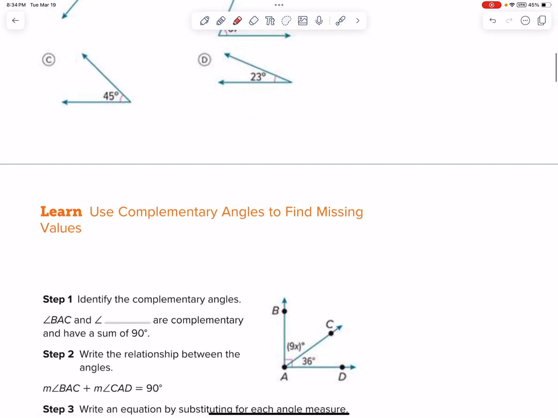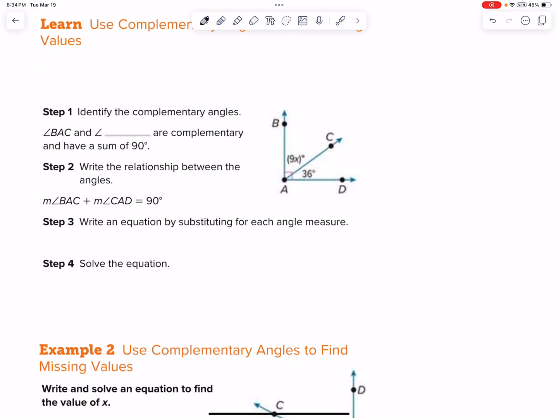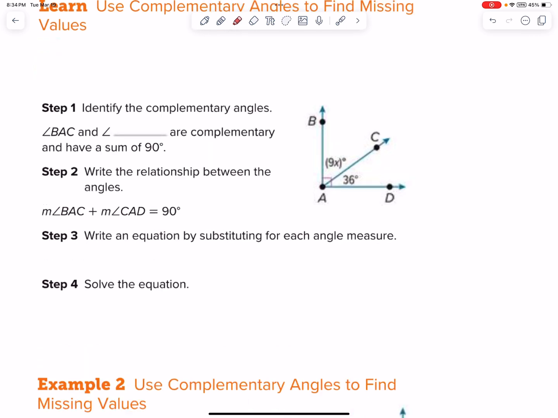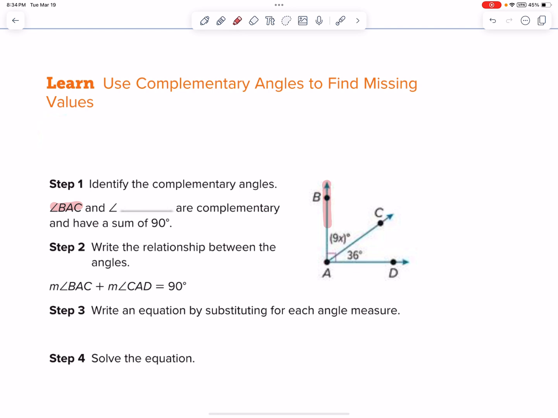All right, let's go ahead and take a look down here. So you can see very similar to what we were doing before. Let's go ahead and take a look at, they're giving us an angle name. So they're saying angle BAC. Okay. And angle something, something, something are complementary and have the sum of 90. So what's the complementary? Well, it's angle CAD. Those are the complementary angles that, if you put them together, make 90 degrees.